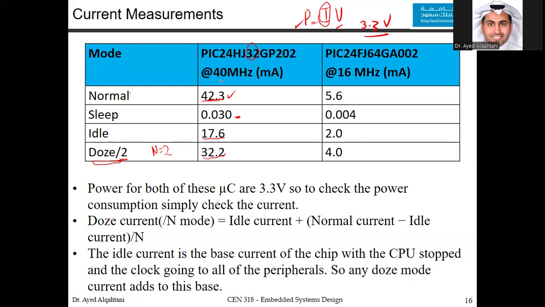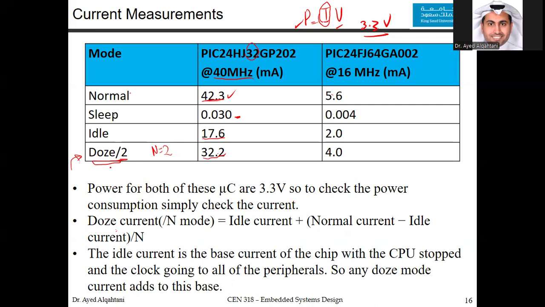If we say that in normal mode it runs at 40 megahertz. Now that's for another microcontroller. It runs at a lower speed. And that's why these numbers are lower than these numbers. Now, how to calculate the doze current? As I mentioned before, we see the equation, the power for both of these microcontrollers is at 3.3 volts. So to check the power consumption, simply check the current.